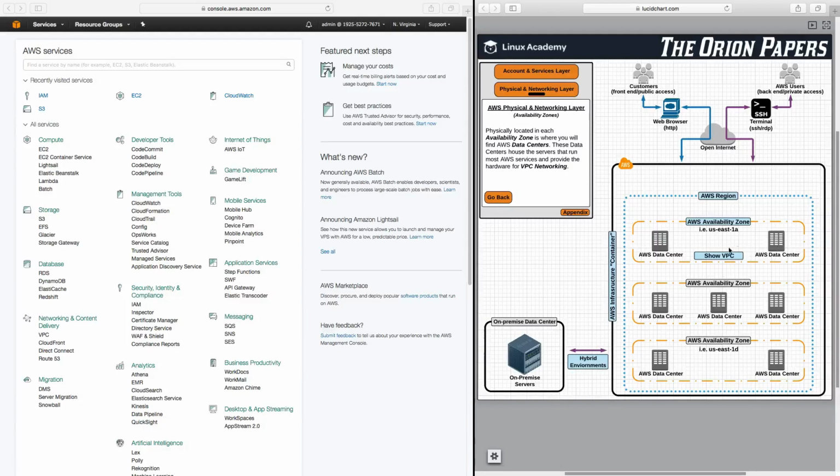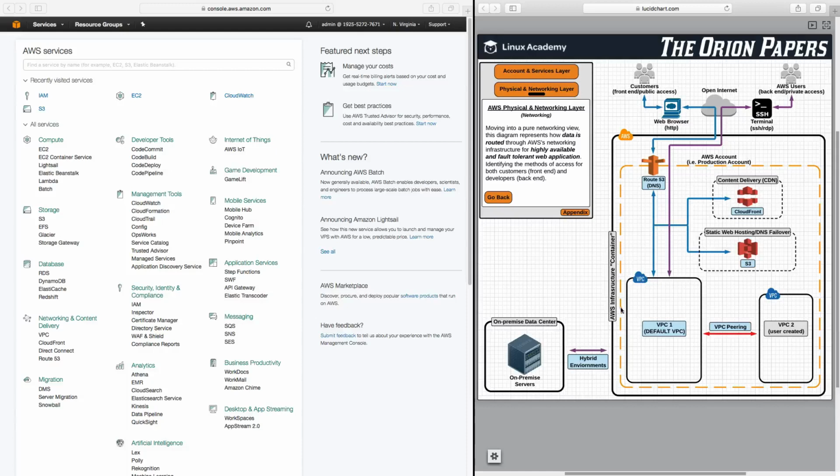And then as we move further into VPC networking, this is when we start to talk about the actual networking and the services that AWS has to set up specific networking type applications. And this is something that we're going to go into in great detail a little bit later in this course. But for now, I just wanted you to get a brief understanding of the physical and networking layer, what it represents, and how it works.